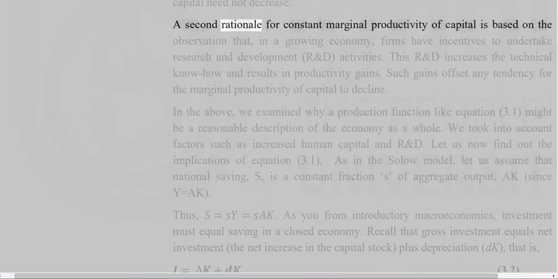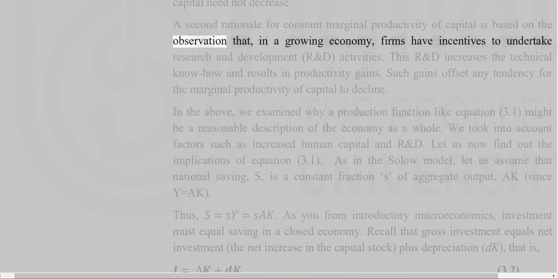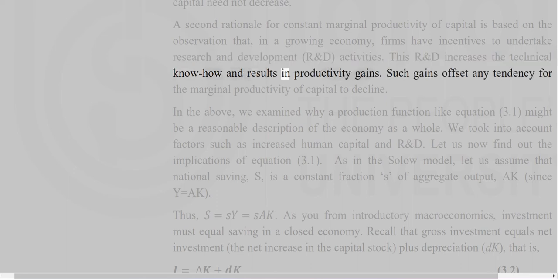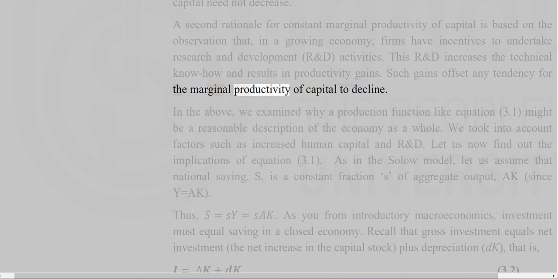A second rationale for constant marginal productivity of capital is based on the observation that, in a growing economy, firms have incentives to undertake research and development, R&D, activities. This R&D increases the technical know-how and results in productivity gains. Such gains offset any tendency for the marginal productivity of capital to decline.